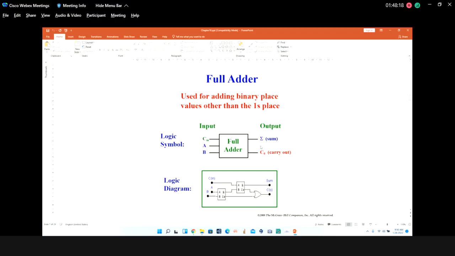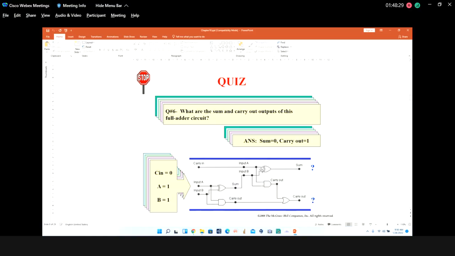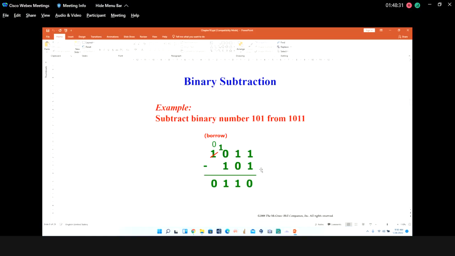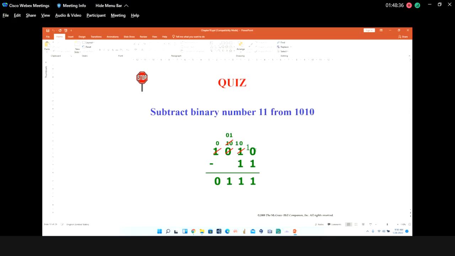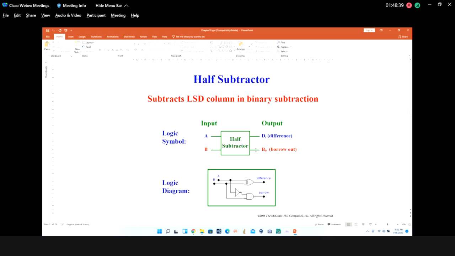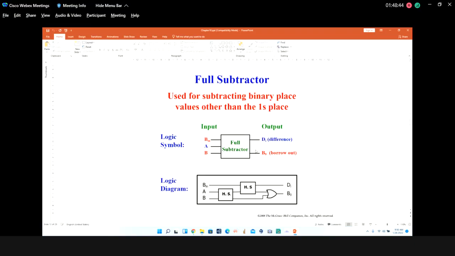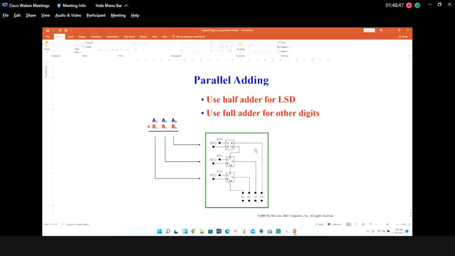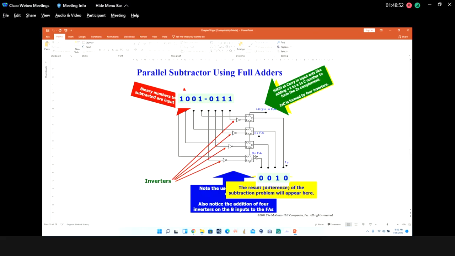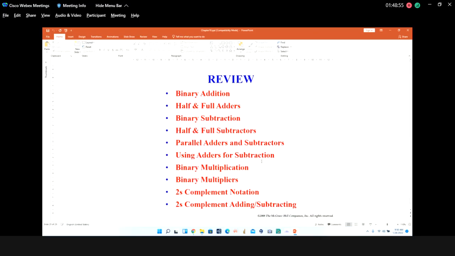And then this one is the full adder. We have inputs A, B, and C. I think this one is quite nice to know how the addition and subtraction of binary works in the calculator that you use from high school. Parallel adding is also possible. Okay, that's all for today.